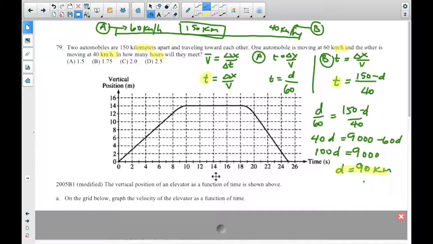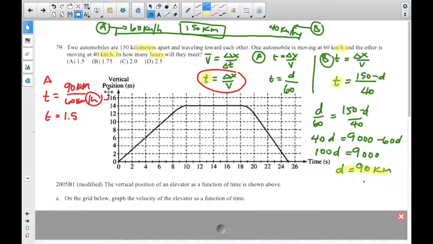However, the question wasn't asking about distance. It was asking about time. It doesn't matter which car I take, but I've got car A going at 60 kilometers per hour, and it goes for 90 kilometers. If I need to solve for time, I'm going to use this. I divide those and I get for my time 1.5. My kilometers cancel. I have hours in the denominator, and when I bring those up, they become the numerator. So this is 1.5 hours. So the time it takes them to hit each other would be 1.5 hours.